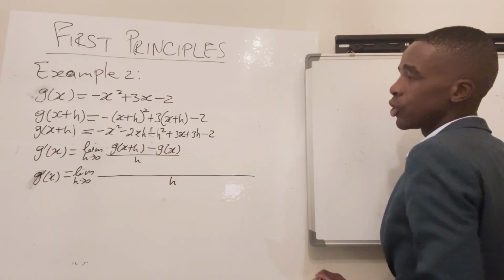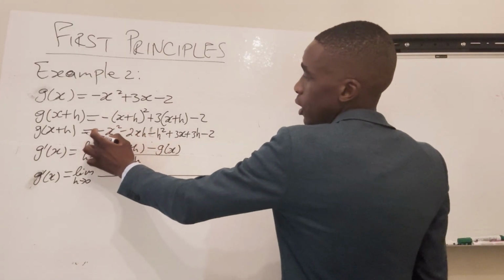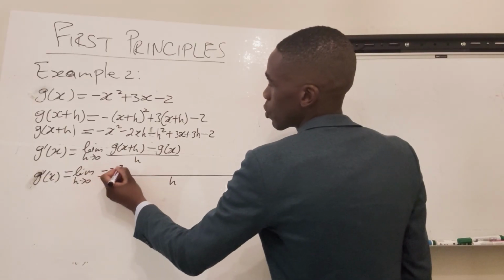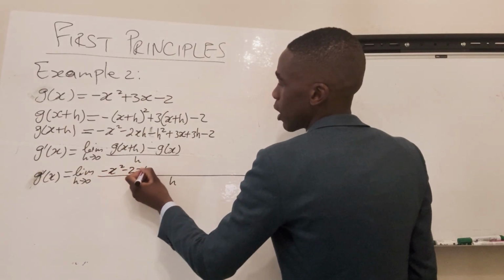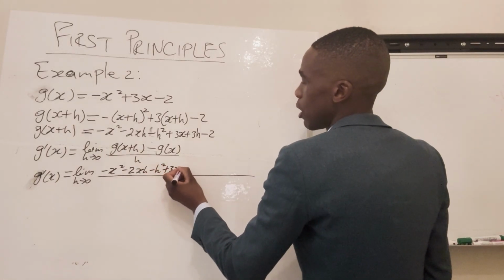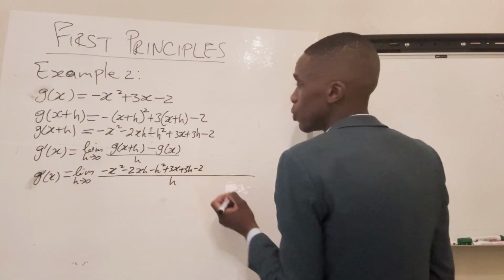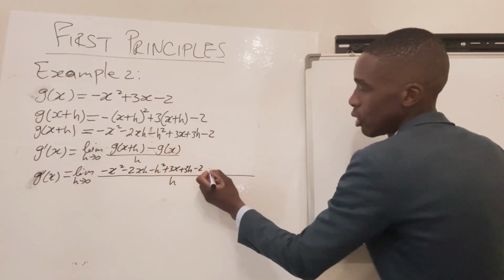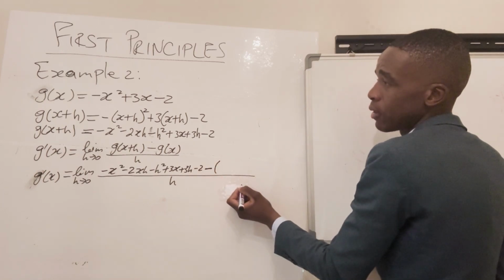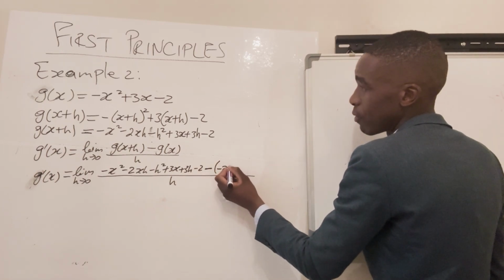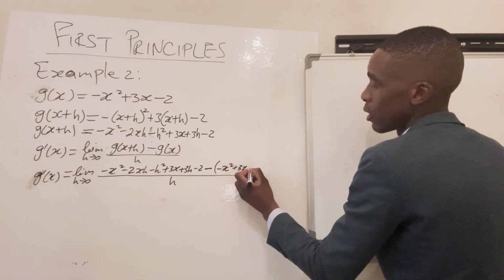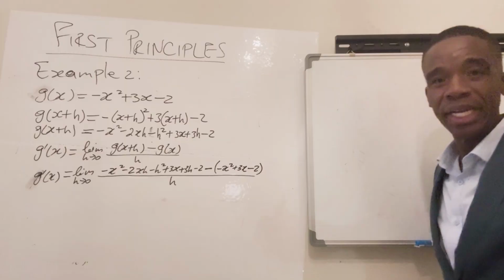That is all over h. Be careful of that. Now I'm going to put the g of x plus h. Let's substitute that. It's going to be minus x squared minus 2xh minus h squared plus 3x plus 3h minus 2, minus g of x. What is g of x? So I'm minusing, then I'm putting it into brackets. It's going to be minus x squared plus 3x minus 2, minus 2.